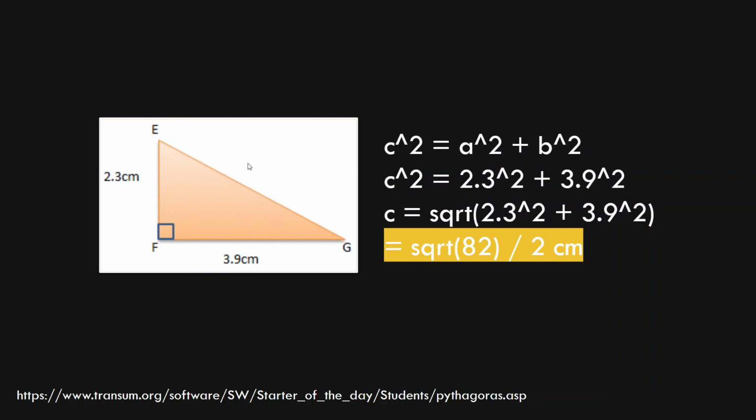And so another question here involves finding the hypotenuse of the triangle. And so we use the formula c squared is equal to a squared plus b squared. The other two sides are 2.3 and 3.9, so we substitute those in. And then you have to, again, square root the entire equation. And you put that into the calculator, and you'll get square root 82 over 2 cm.